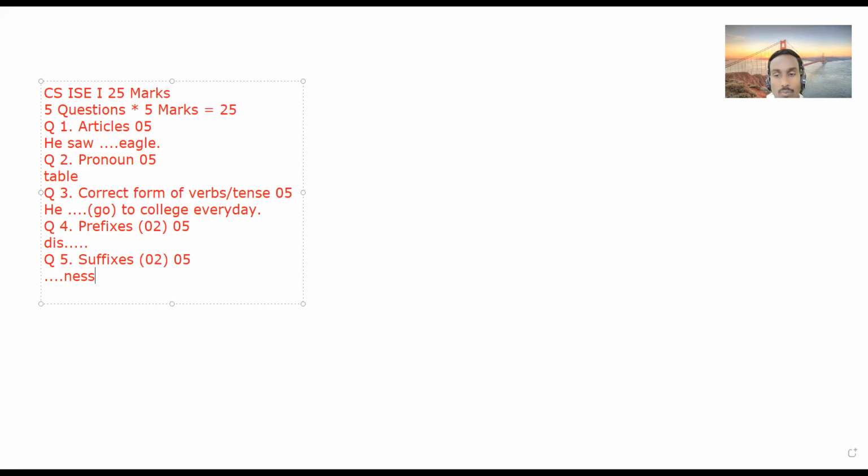If you write minimum 2, you will get 1 mark. The same kind of five different suffixes will be provided. You have to write the words ending with these suffixes, and then you will get 5 marks. So this way we are going to have ISC 1, which will be for 25 marks. If you study well and are clear with everything, I'm sure you may get 25 marks here also. Any questions about overall ISC 1?